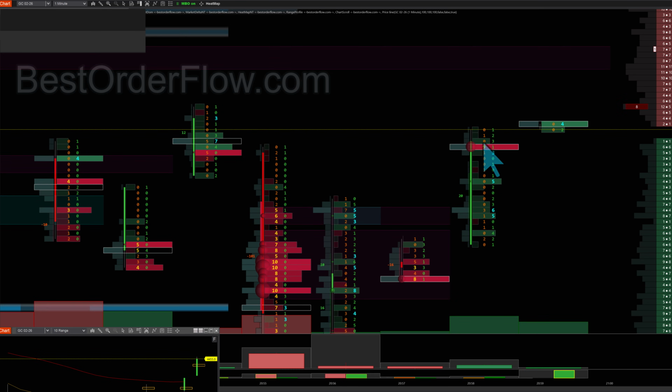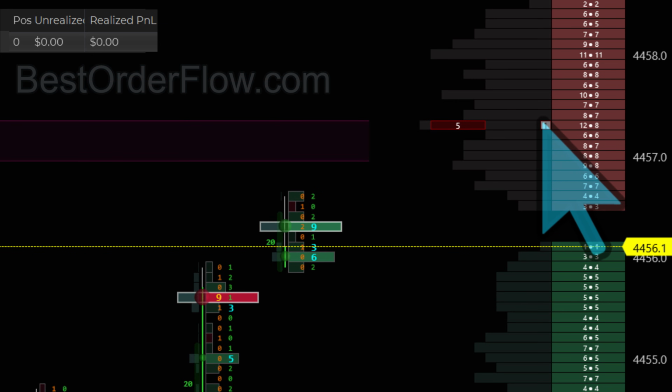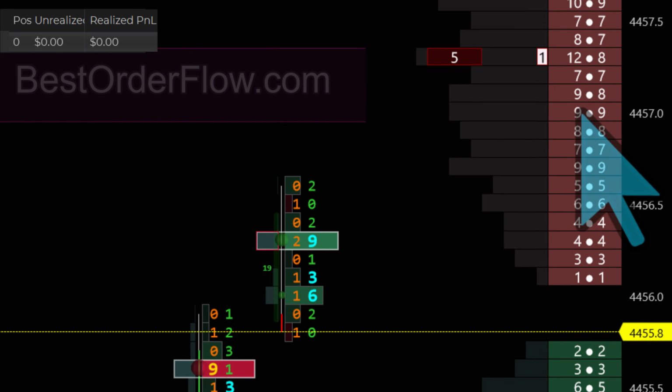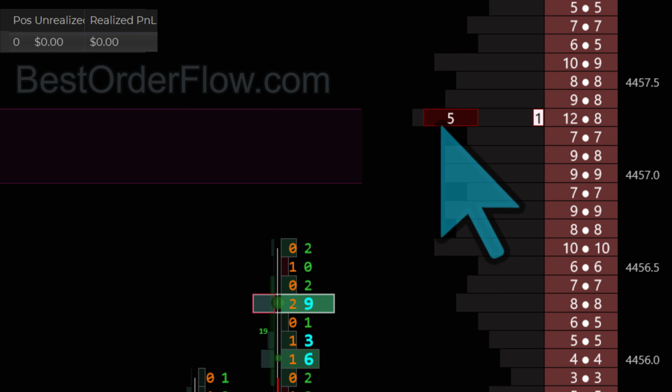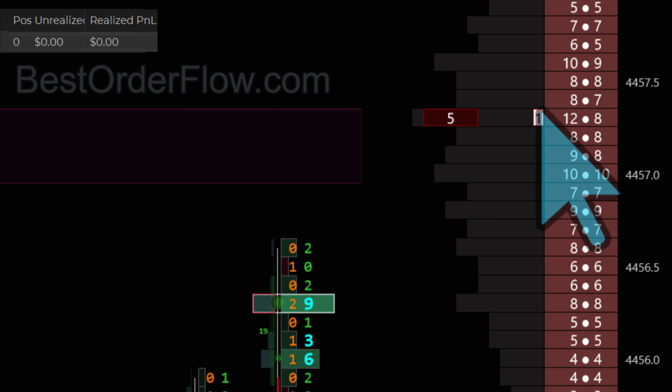Okay, sellers show up. Oh, we're moving up. So on the DOM, I can see an MBO. There are some sellers sitting here, and there's an iceberg container waiting.